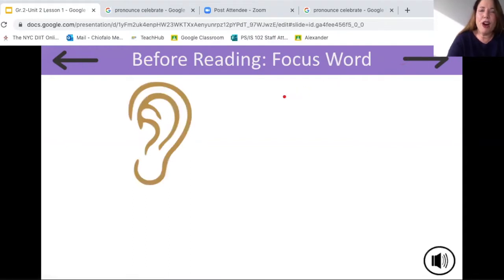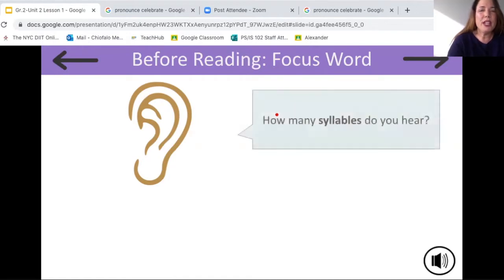Now, let's move on to our focus word for this week. Our focus word for this week is the word celebrate. How many syllables do you hear in that word celebrate? Now, let's say the word together. Celebrate. How many syllables do you hear?